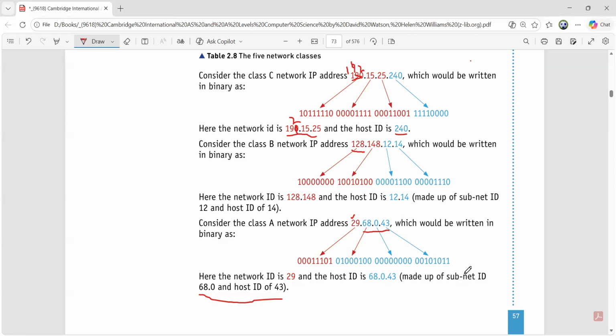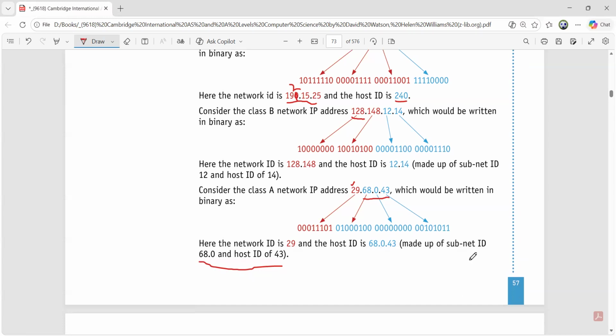Now, subnetting means that we are dividing it further, and this division is done in this manner, that the subnet ID will be 68.0 and the host ID will be only 43. In this manner, this will be your actual host ID in case of subnetting being done. Any questions? This is a question that is coming in our paper. So just be clear about the concept of subnetting. Sub means again dividing into further different parts. May I move ahead?